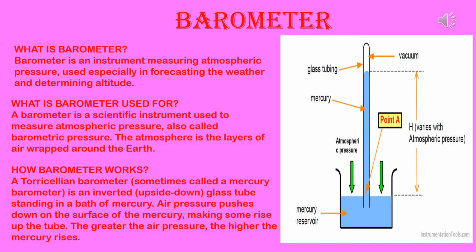Atmospheric pressure at the place is given by the height h of the mercury column in the tube. Normal atmospheric pressure is the pressure exerted by the 760 mm length of mercury column. This is known as standard pressure.